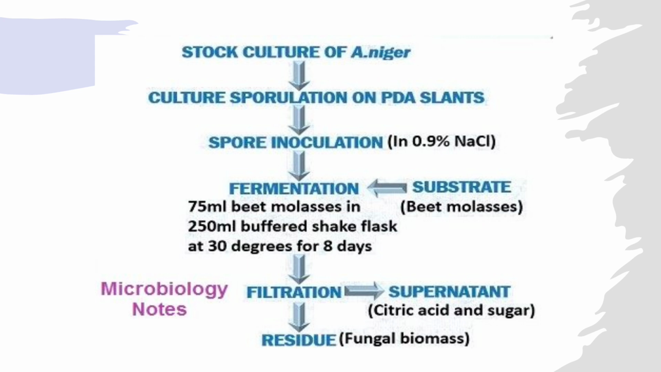This is the pathway. First, a stock culture of Aspergillus niger is needed. Then, culture sporulation on PDA plates, that is potato dextrose agar plates. Then, spore inoculation in 0.9% NaCl. Then, it is subjected to fermentation. It contains 75 ml beet molasses in a 250 ml buffer shake flask at 30 degrees for 8 days. Then the substrate beet molasses is used. After the mycelium is formed, it undergoes filtration, and the citric acid and sugar will be in the supernatant, and the residual fungal biomass will act as animal feed.